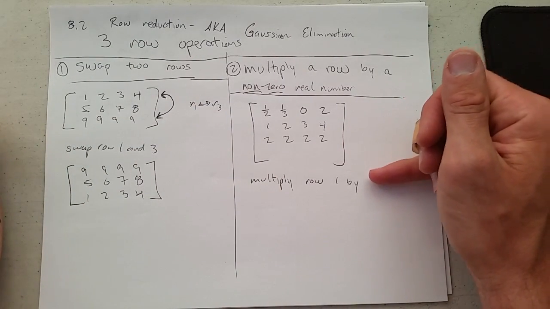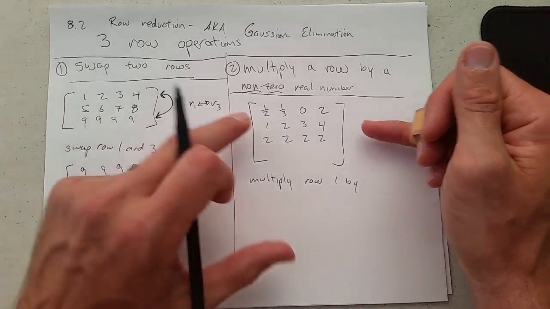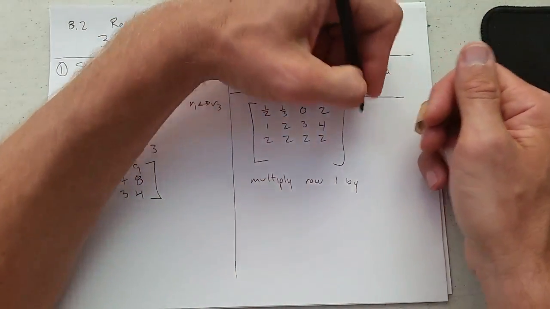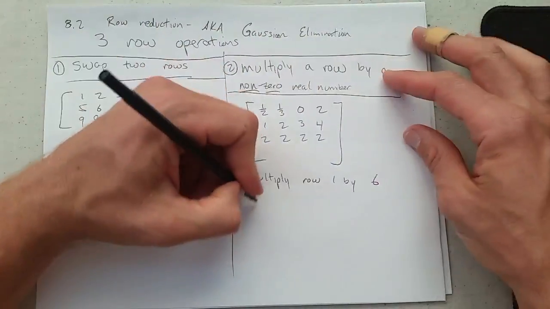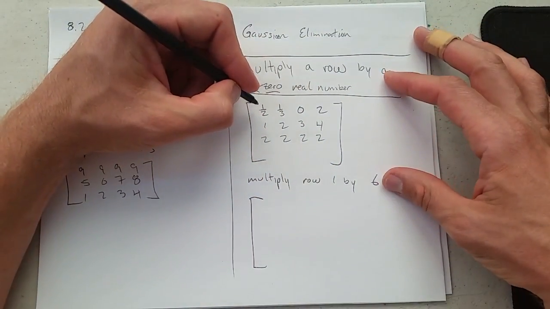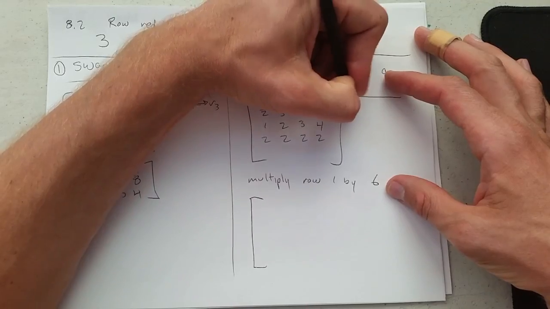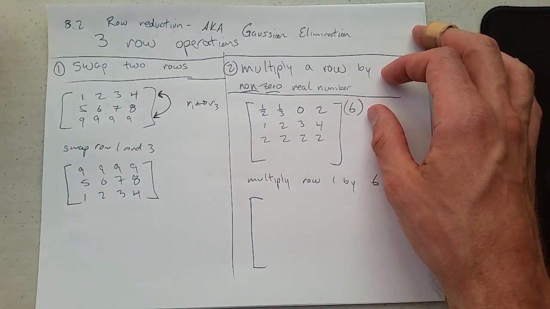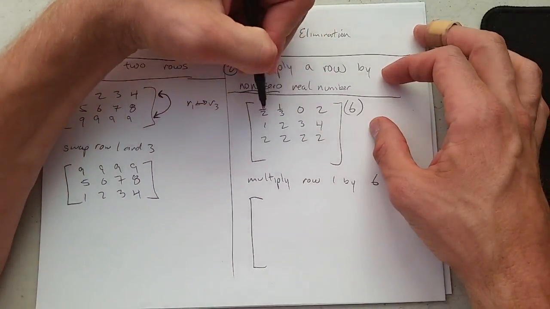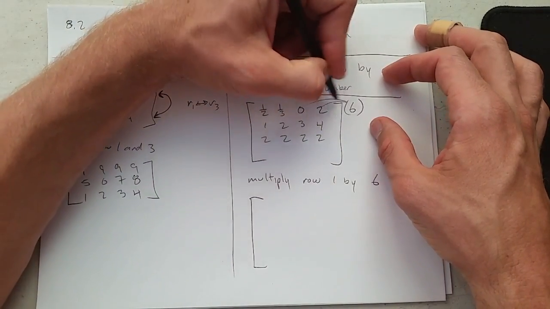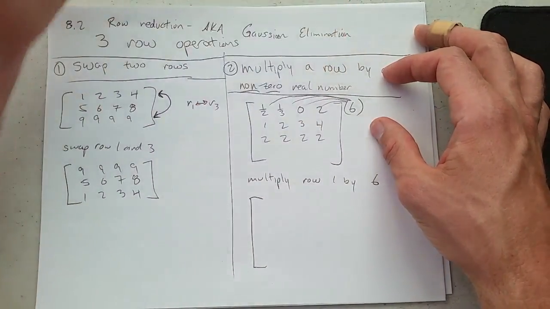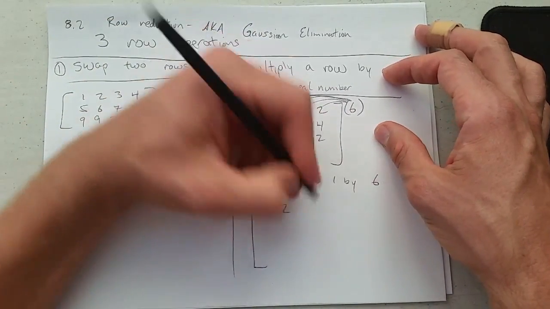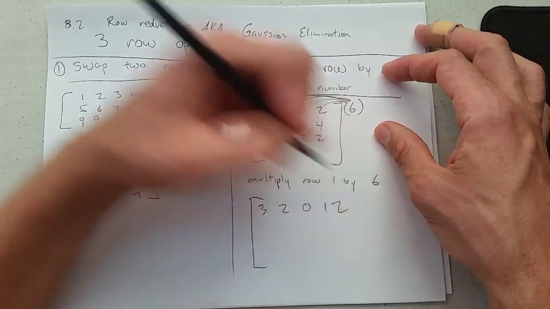So what can I multiply row 1 by? I don't like fractions. How do I get rid of halves and thirds? I'm going to multiply row 1 by 6. The way I like to write multiply by 6 is like this. Wrap this in parentheses, and you have to be fair, multiply everything in row 1 by 6. So there's four things to multiply. 6 times a half, 3. 6 times a third, 2. 6 times 0 is 0. 6 times 2 is 12.